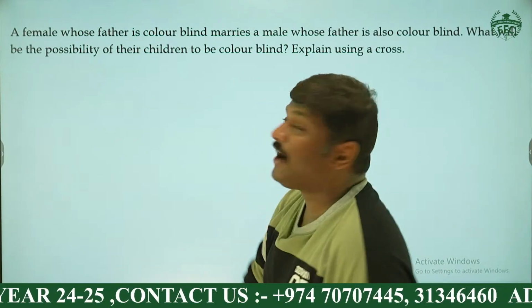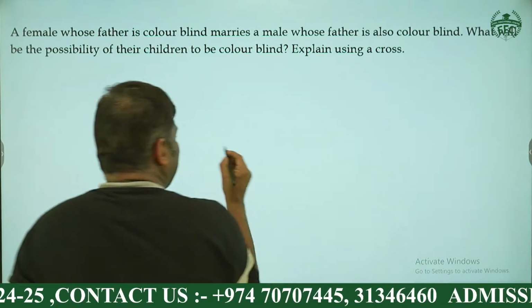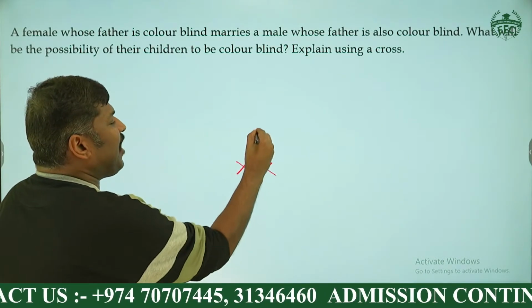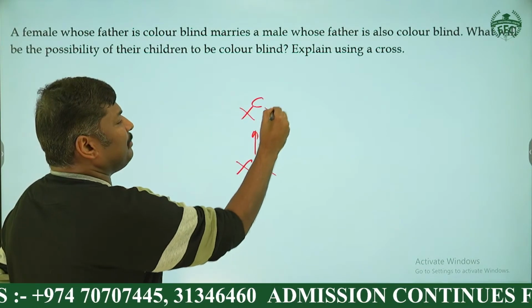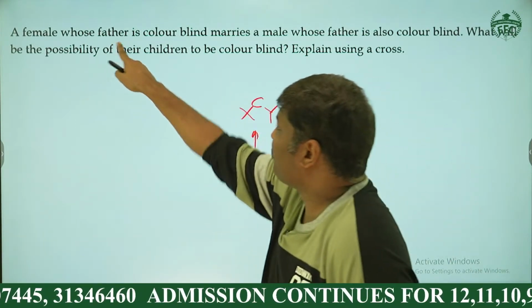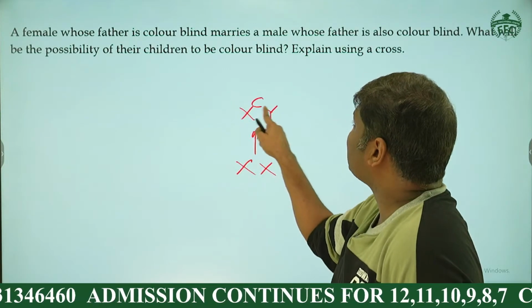A female whose father is colorblind. A female, listen, female means what? X X. And her father is colorblind. Colorblind means what? XCY. So what is the question? A female whose father is colorblind.